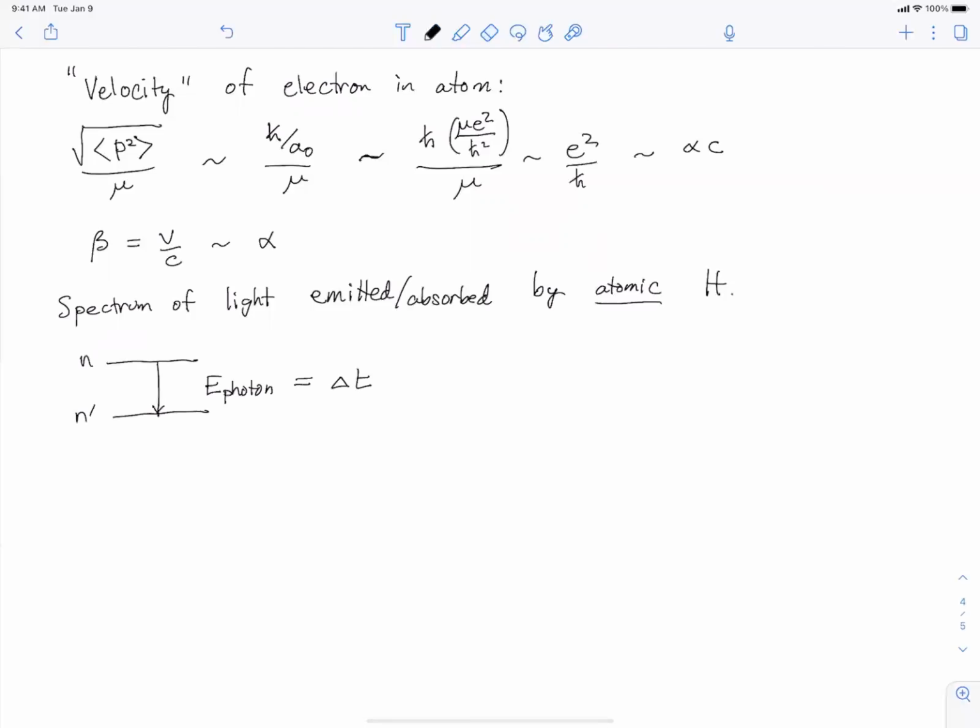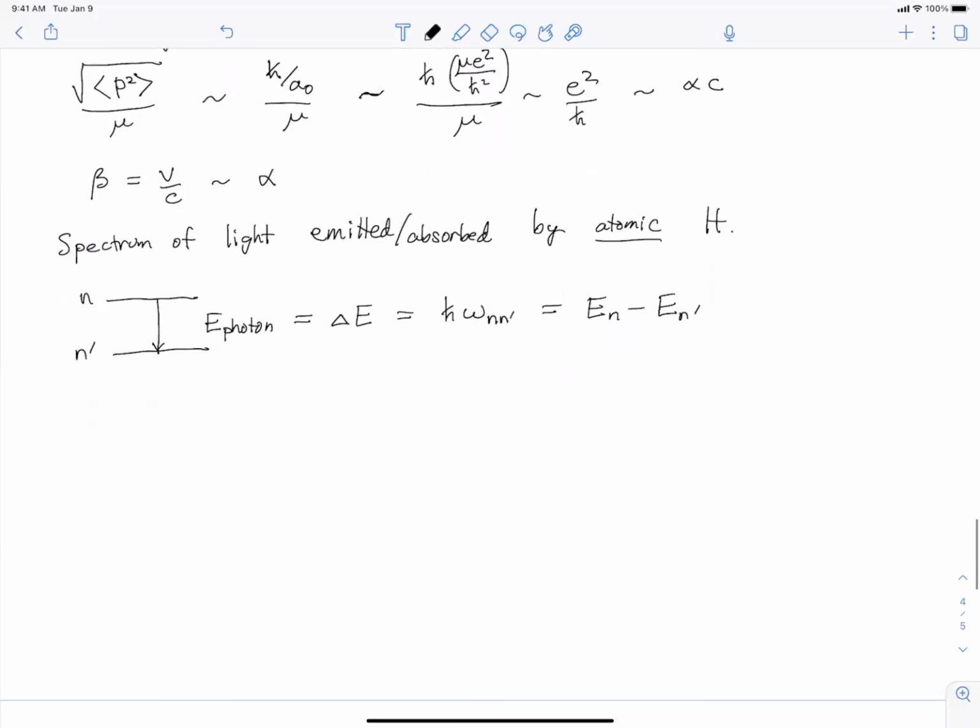The photon's energy will be the difference in energy levels. So you can write that as h bar times omega n n prime for that transition. It will just be the energy of the state n minus the energy of the state n prime. And so plugging in what we've learned about those energy eigenvalues, omega n n prime, the frequency of the light, is going to be 13.6 electron volts divided by h bar times minus 1 over n squared plus 1 over n prime squared. The 1 over n squared comes from here. The 1 over n prime squared comes from here.